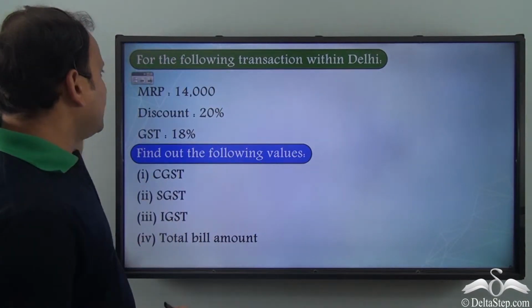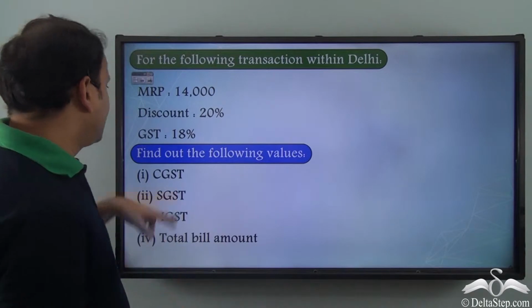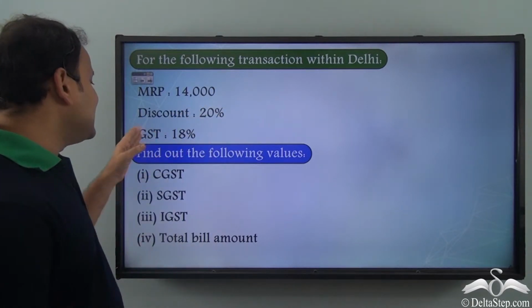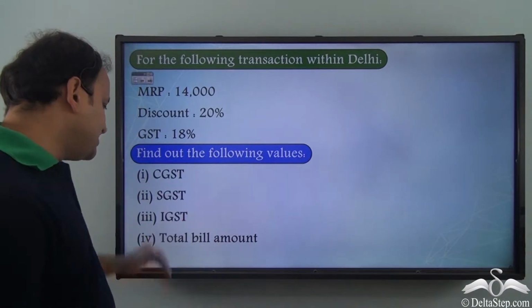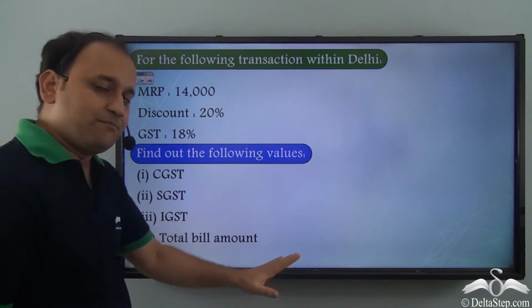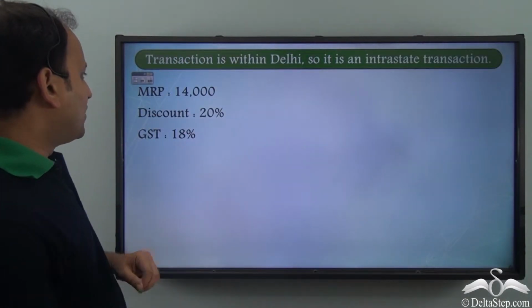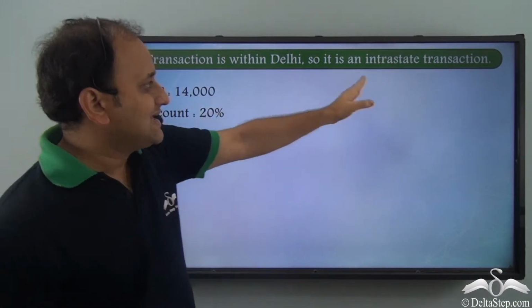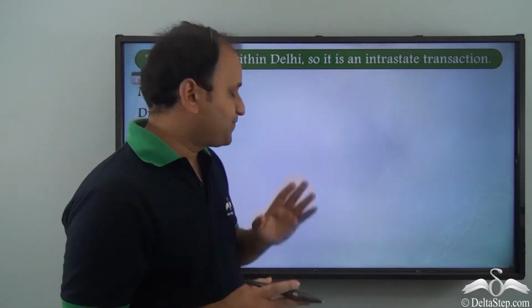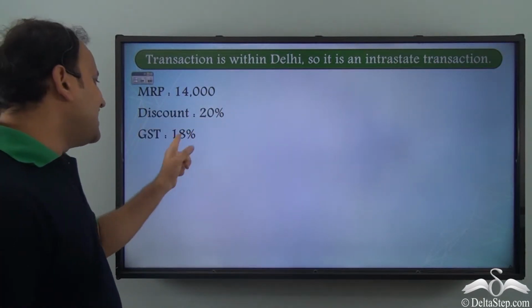So we have this problem where for the following transaction within Delhi, MRP is 14,000 rupees, discount is 20%, GST is 18%, and we need to find out CGST, SGST, IGST and the total bill amount. So first of all, what is given to us? We know that transaction is within Delhi. So it is an intrastate transaction, right? Because transaction is happening within the state. Now we have MRP 14,000, discount is 20% and GST is 18%.